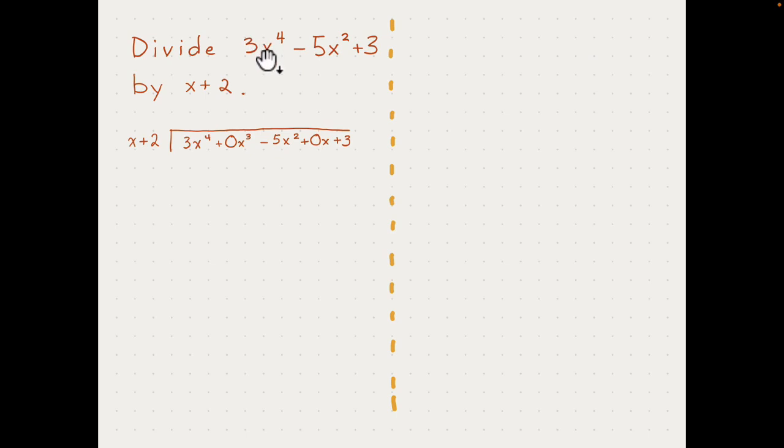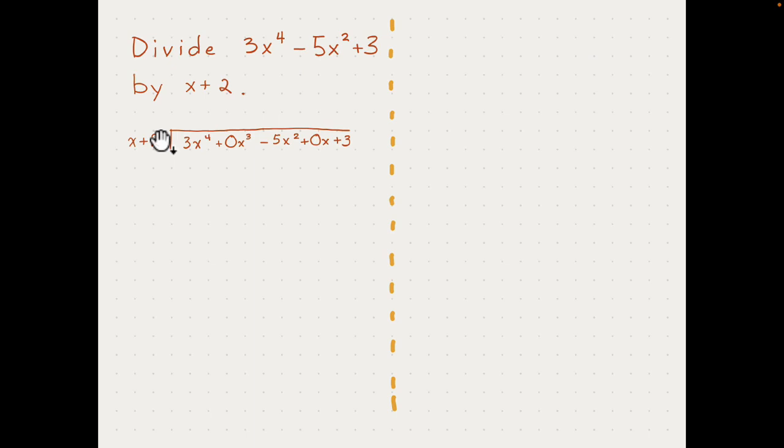I look at this, and for long division, it's not crucial, but it is helpful to pay attention to if there are terms that are skipped. There is no term here that has x cubed. There is no term here that has just x. And so if I put a 0x cubed and a 0x here, then it will help me from making some silly mistakes in the process. Additionally, notice that it's best if I have this in descending order and if I have this in descending order.